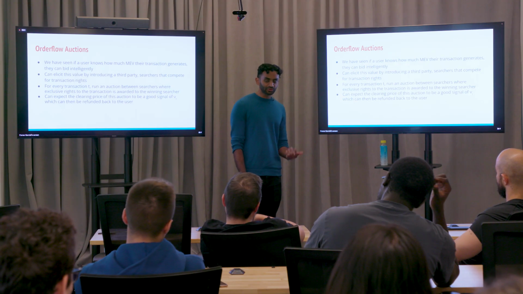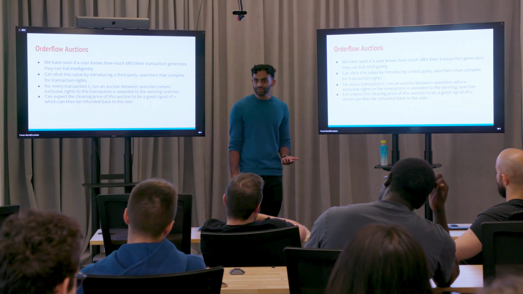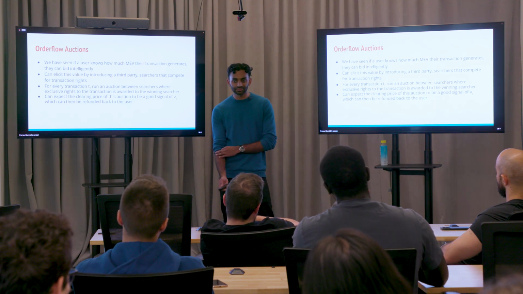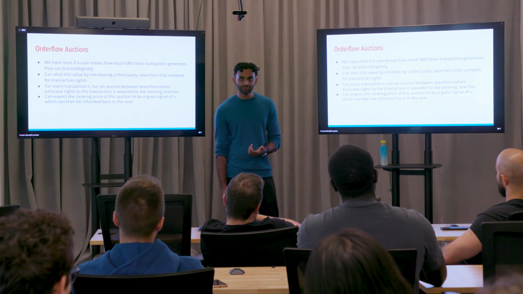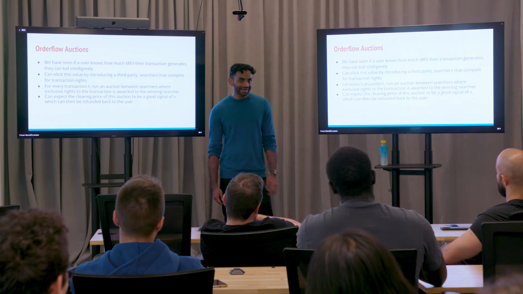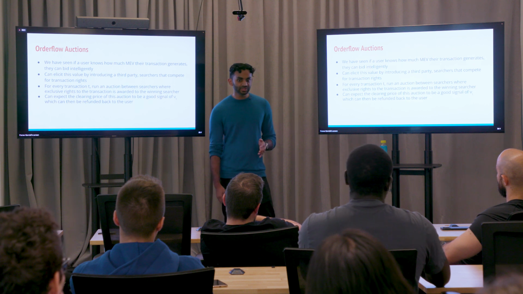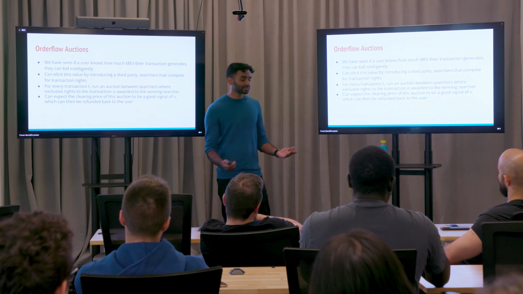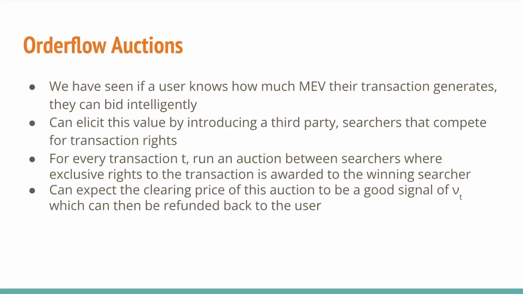And so in these order flow auctions, one model you can imagine is that for every transaction that comes, I run some second price auction, or some first price auction. The winner of the auction gets the rights to include that transaction in the final block. And then the clearing price of the auction can serve as a signal for what the MEV value was, which then maybe goes back to the user, maybe something else happens. There are lots of various details that can mess with the incentives, but the general line of thought is that you can use searchers to get this transaction level MEV data that you can use to help the mechanism.